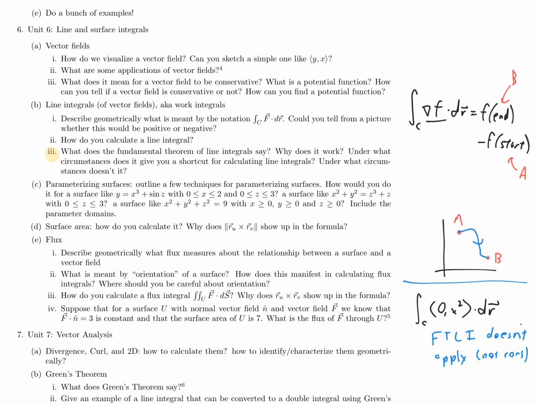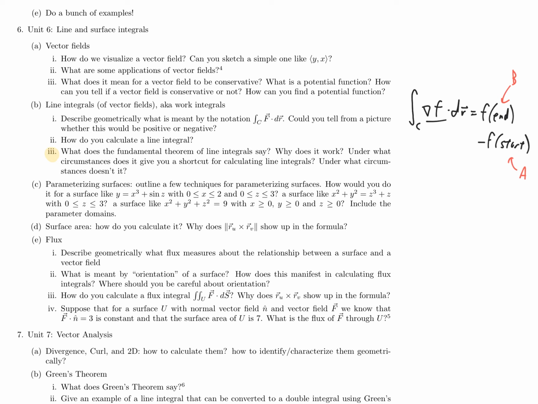And so this is what leads to what I think of as the conservative vector field theorem, although you might not have called it that in your section, which says the following. It says that a vector field f is path independent, that is, the path you take from A to B for a line integral doesn't matter, if and only if f is conservative. That is, if and only if it has a potential function.